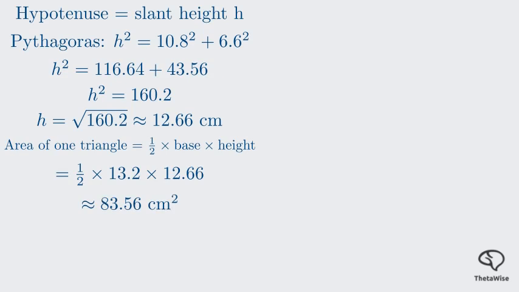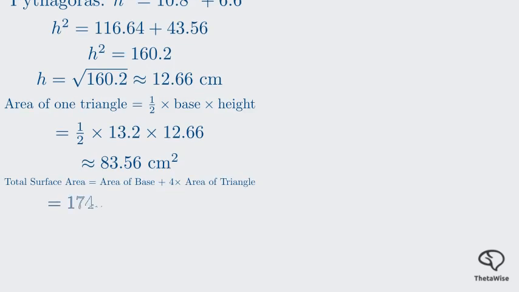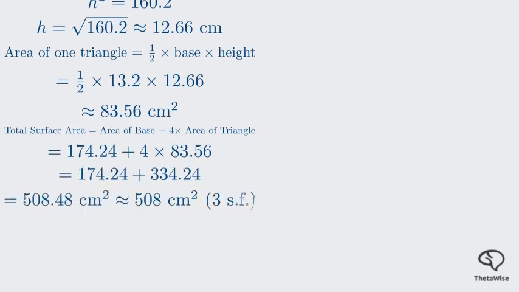Finally, we sum the areas of all the faces. The total surface area is the area of the base, 174.24, plus 4 times the area of one triangle. That's 174.24 plus 4 times 83.56, which equals 174.24 plus 334.24. This gives a total surface area of approximately 508.48 square centimeters, which rounds to 508 square centimeters to 3 significant figures. Let's move on to solids with curved surfaces such as cylinders, spheres, and cones.